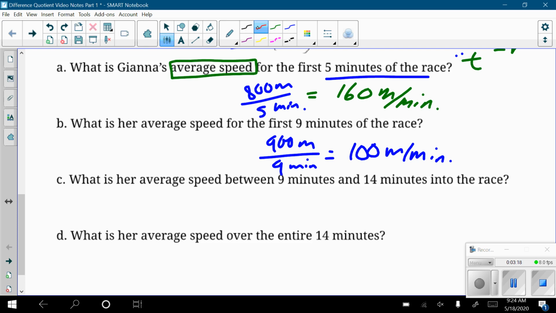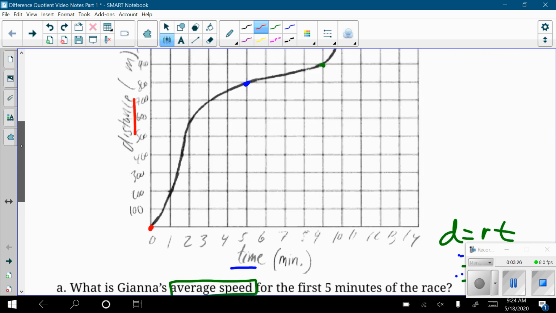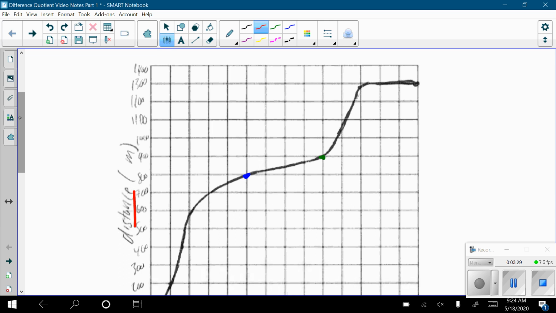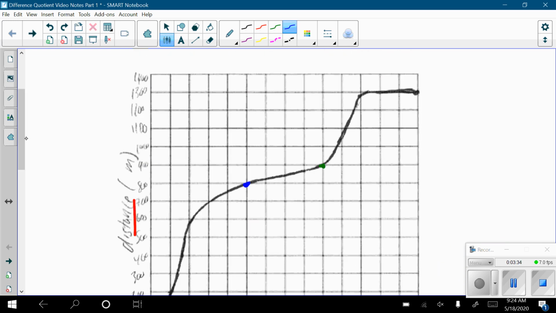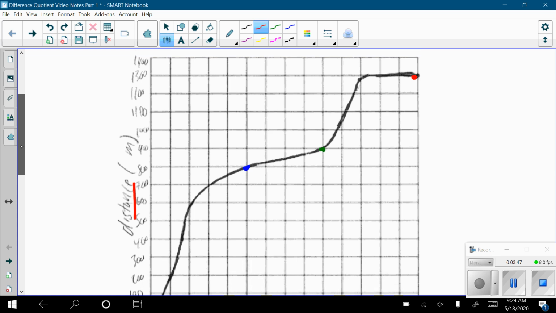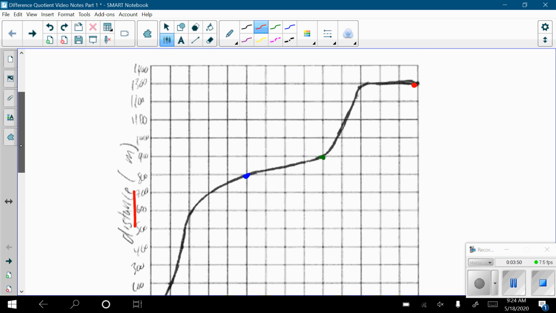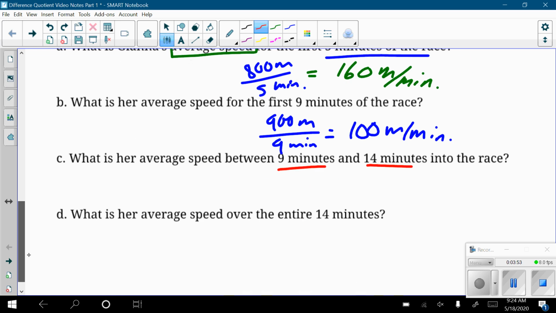It's saying, what's her average speed between 9 minutes and 14 minutes into the race? So her average speed from the 9 minute mark to the 14 minute mark. Our 14 minute mark is all the way over here. So we're looking at these 2 points. We can find the average speed between those two. So we're still doing distance over time. How much distance is she traveling? 400 meters. How much time is she traveling? Well, it's 5 minutes. I'm going to do a little calculation. I'm going to write it out like this. This should be jogging a little bit of a memory here.